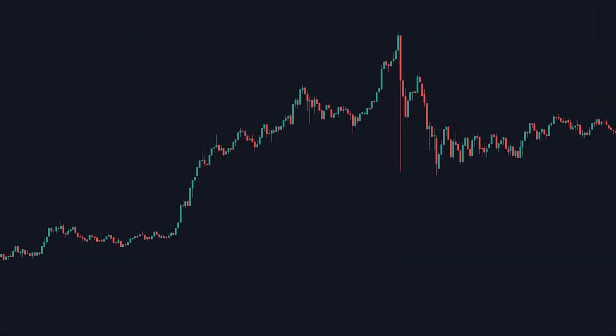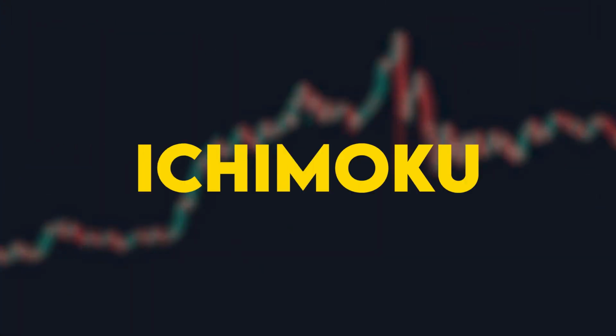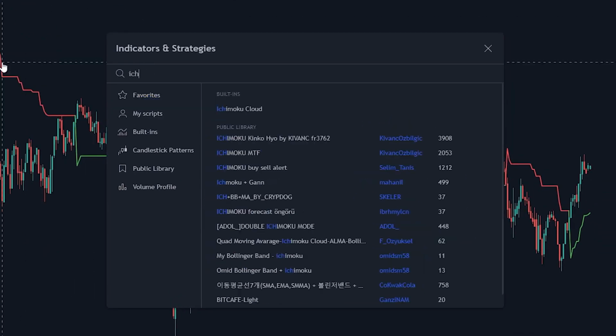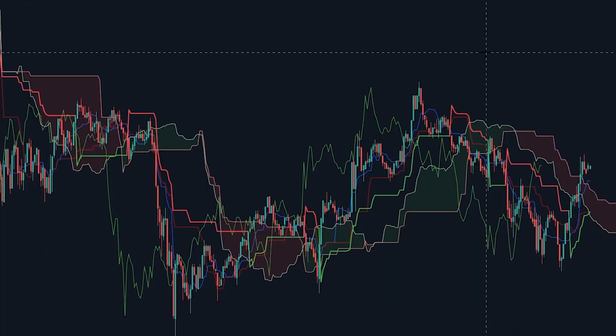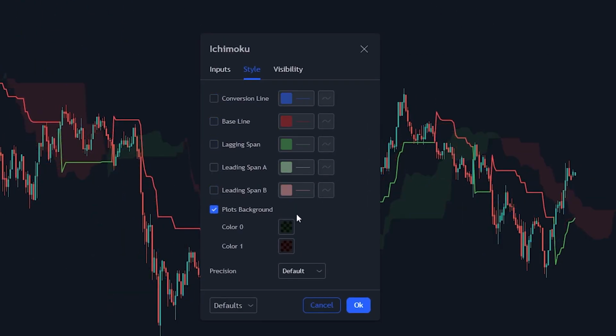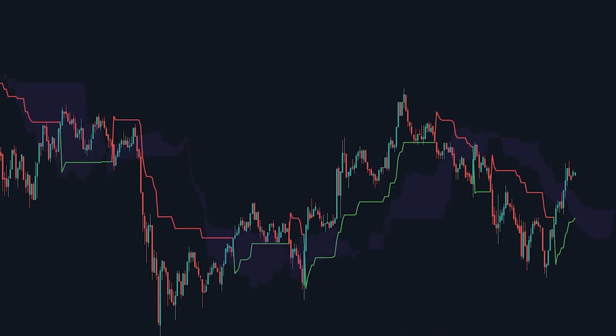Next, I'm going to show you a bonus strategy using the Ichimoku indicator. To add this indicator, go to the indicators tab and type in Ichimoku. We're also going to clean up our chart a bit because this indicator's default settings are really messy. Just uncheck the top 5 boxes and then change these plot backgrounds to purple so it's easier to read. Now that we have that set up, let me explain how the strategy works.